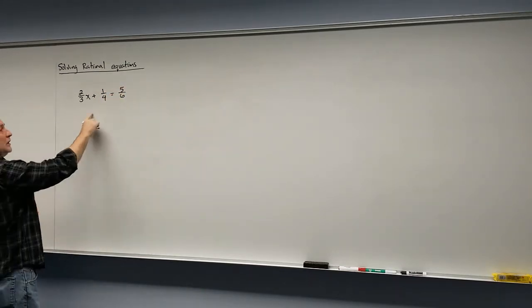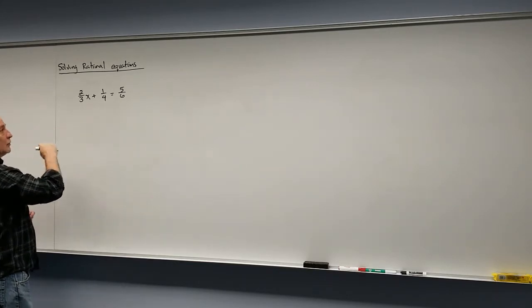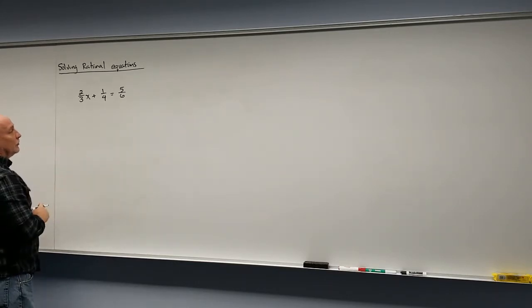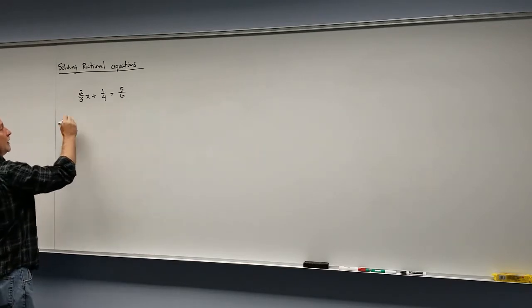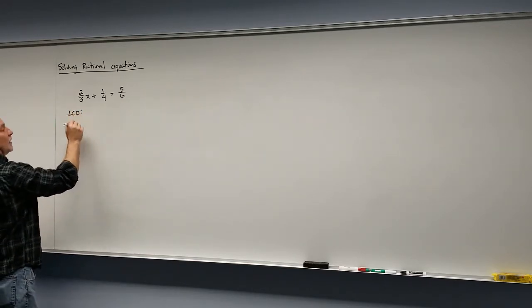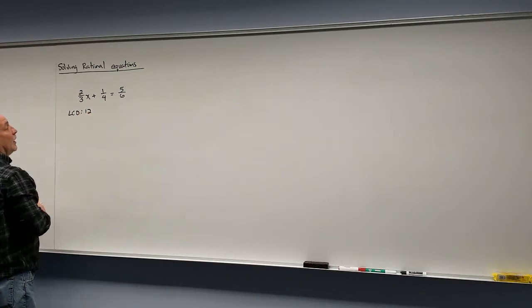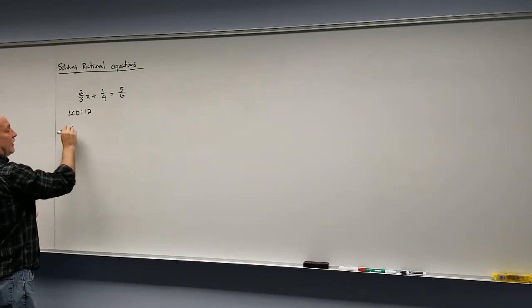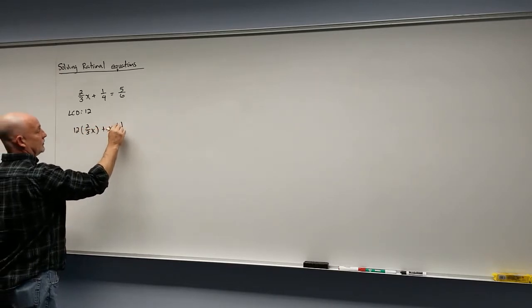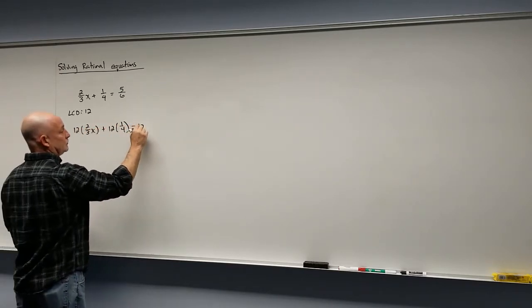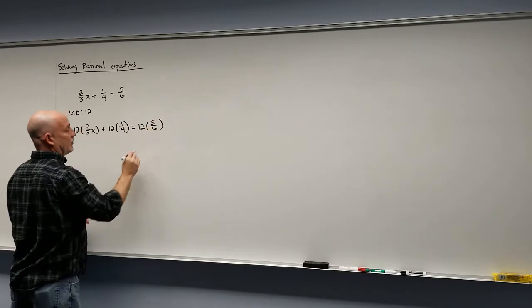So this is just a linear equation. What we would do, of course, is clear grouping symbols, clear fractions or decimals. We'd find the least common denominator, which in this case is 12. We multiply everything by the least common denominator, 12 times 1/4. That should get rid of all of these fractions.